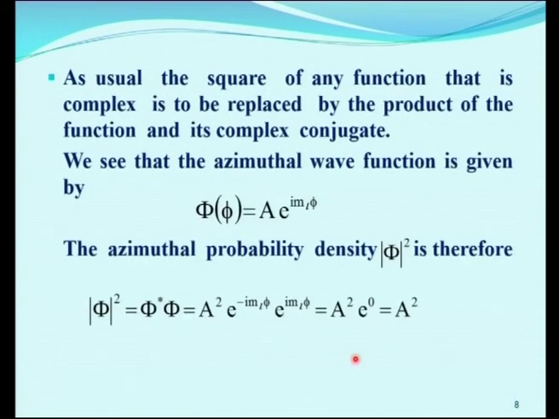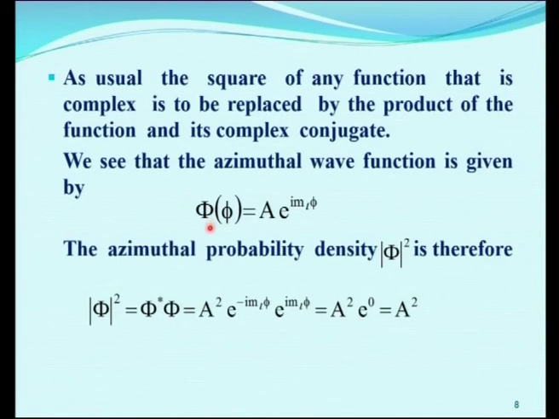As usual, the square of any function that is complex is to be replaced by the product of the function and its complex conjugate. We are already familiar with the complex conjugate, that is, the imaginary part should be negative.